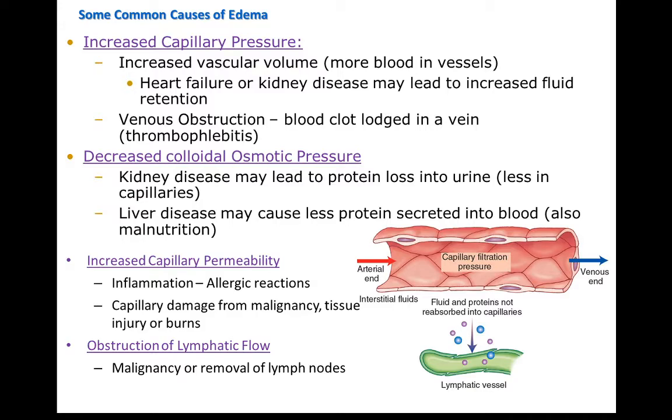Inflammation, allergic reactions, or capillary damage can cause the capillaries to become more permeable. And when they're more permeable, that means that fluid can more easily escape the vascular space and enter the interstitial space. Edema might result if lymphatic flow is reduced or obstructed. And in that situation, the fluids and proteins that would have been reabsorbed via the lymph remain in the interstitial space.